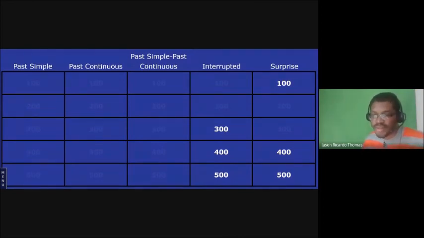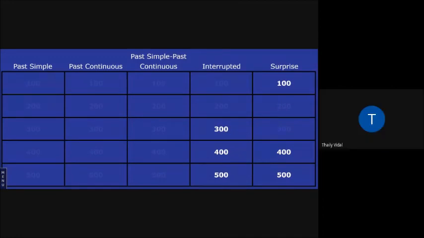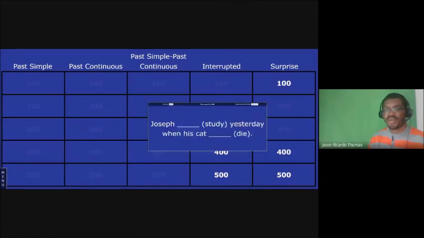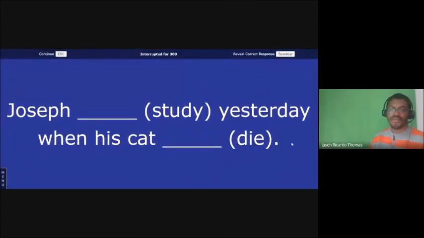Salma, that was you. So next up is Tylee Vidal. 300, interrupted for 300. Go. Remember, before when is past continuous. After when is past simple. It's the opposite of while.